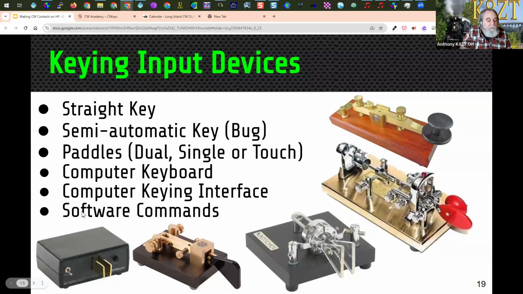Now, the last way that you can actually input the information is by sending a command to your radio. Some radios, such as the Elecraft and the Kenwoods, have a set of commands that you can send, and when you send a command, it'll trigger it to send a letter in Morse code. So you're not actually keying anything, you're telling the radio to key itself.